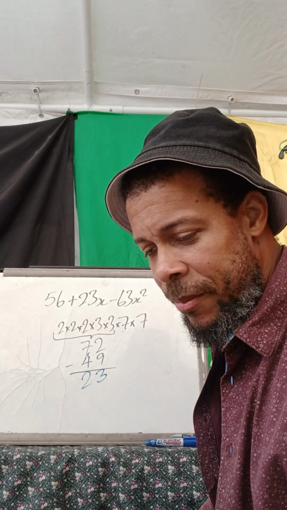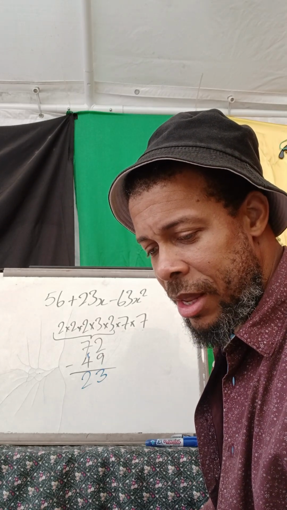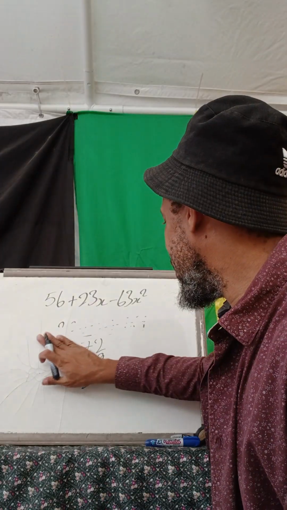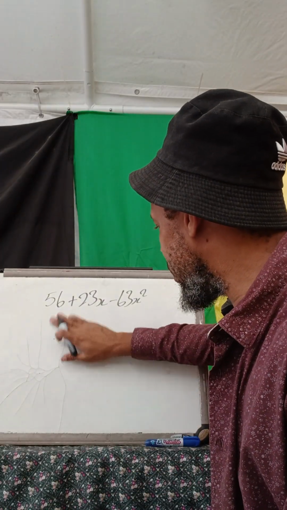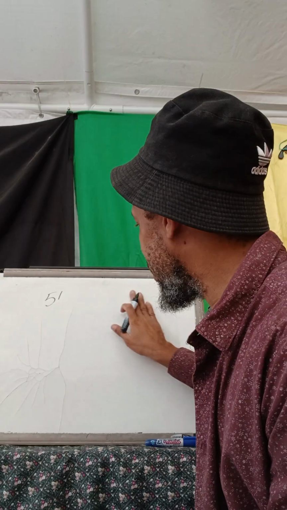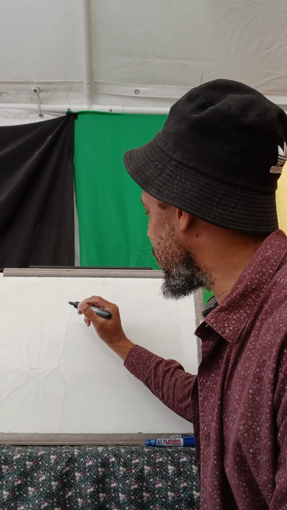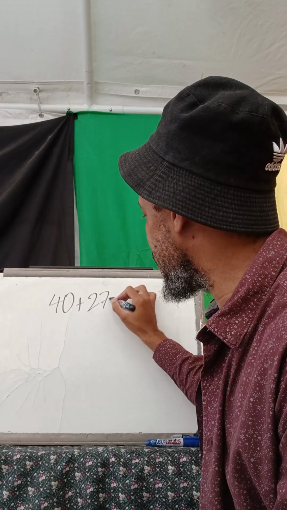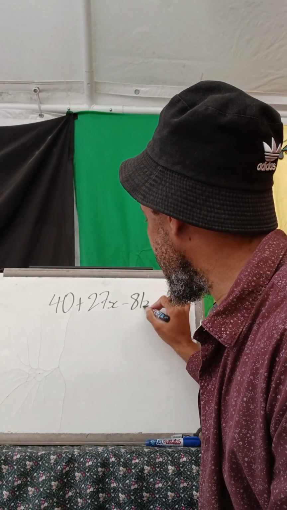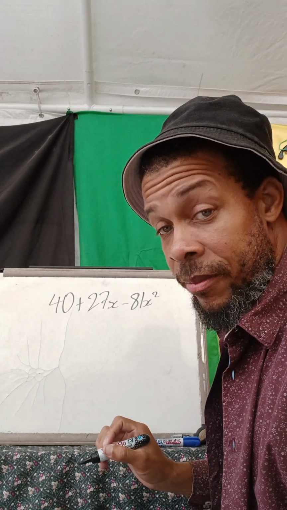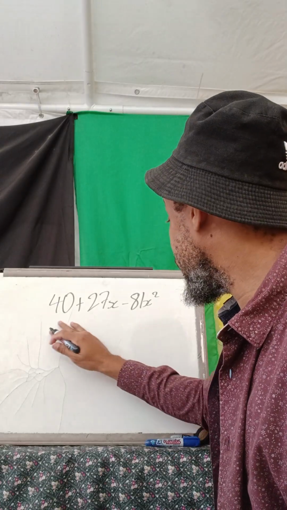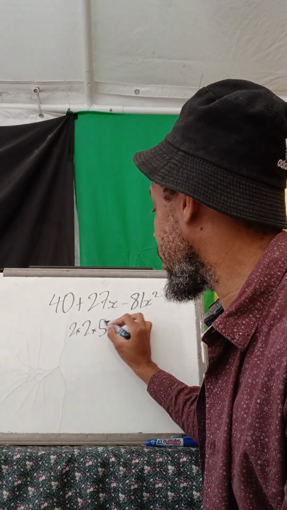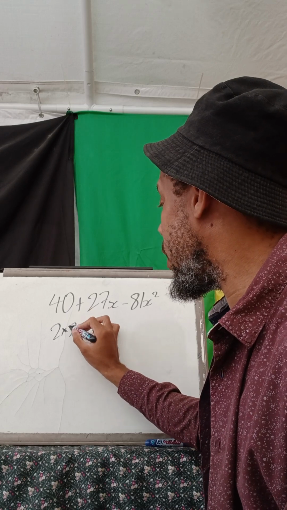Alright. Oh, that looked like a good one. 40 plus 27x. Alright. Say it with me now. 40 plus 27x minus 81x squared. Alright, so 40 plus 27x minus 81x squared. Alright, let's see. So this part is the 40.